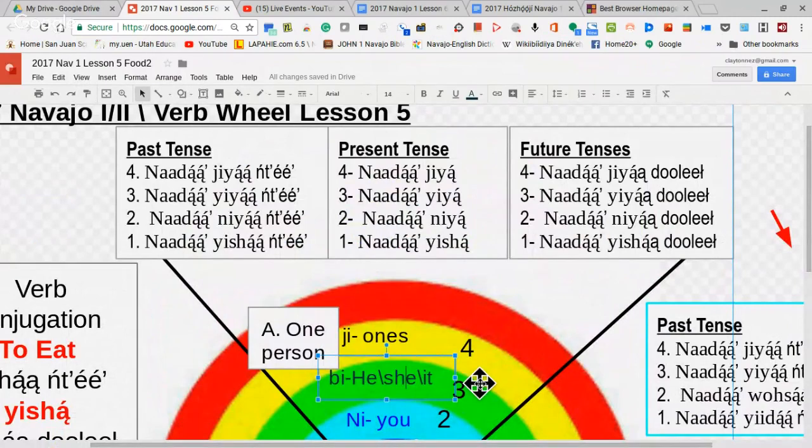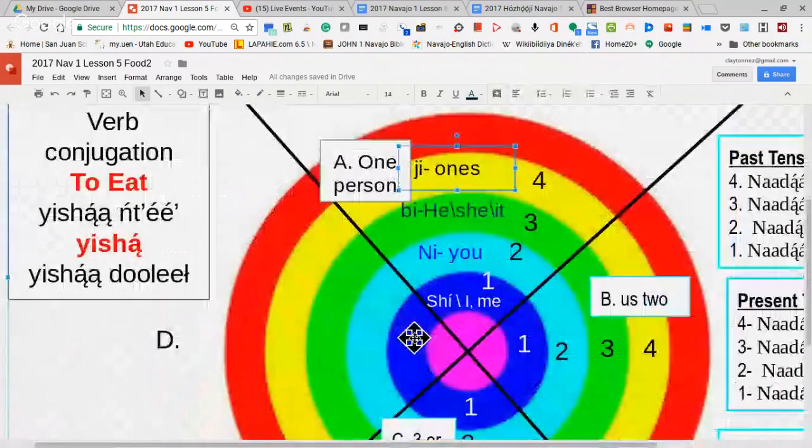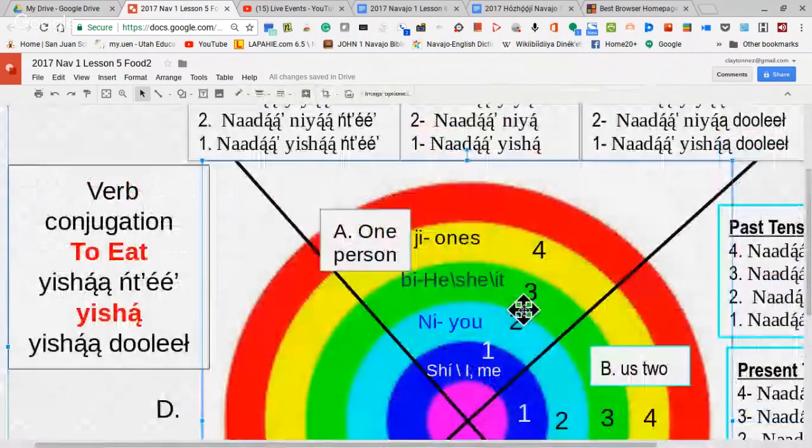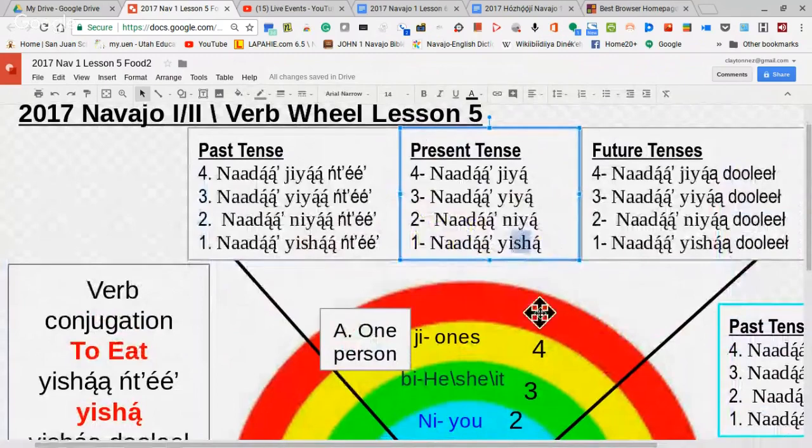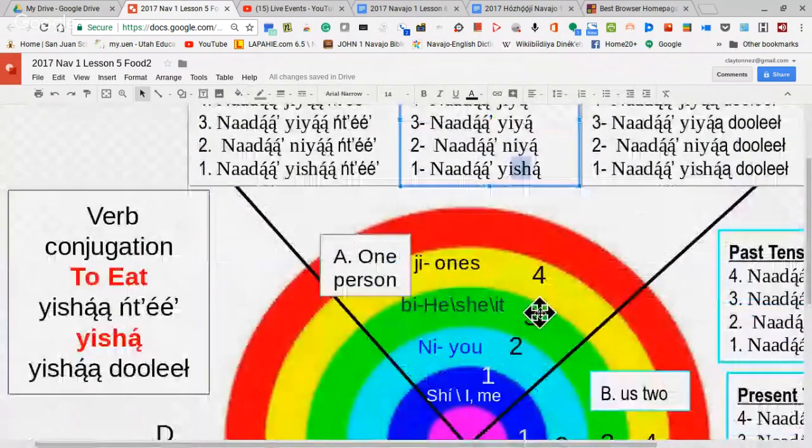So in Navajo, we don't say she, he, it, okay? We just have one word for it, and we have that little polite form. So if I was going to say I, that relates to this me down here. Okay, so if I was going to say I eat, yishang. So it's almost a repetition of sh, yishang.